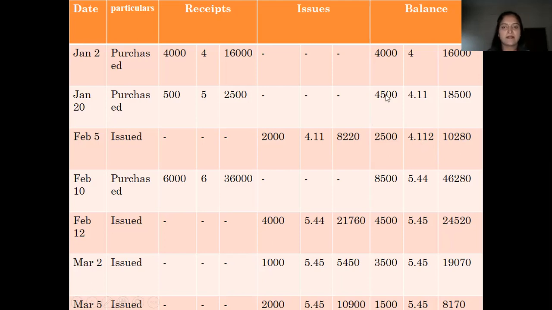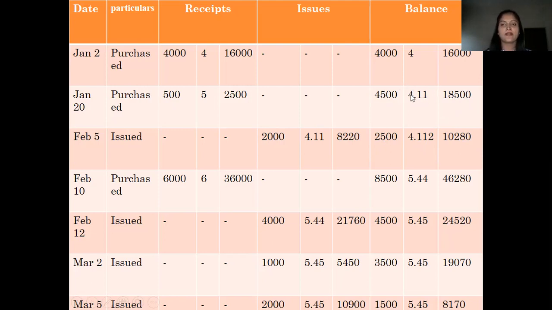See here, for example, I have already shown you. On the 20th of January, how many did we purchase? We purchased 500 units. Take 4,500, and earlier you had a balance of 16,000 plus 2,500, that is 18,500. So 4,500 minus 2,000, you are going to get 2,500. 18,500 divided by 4,500, you will get 4.11. This is our cost per unit.